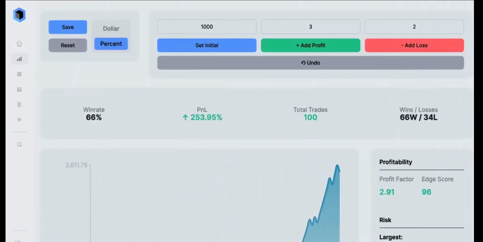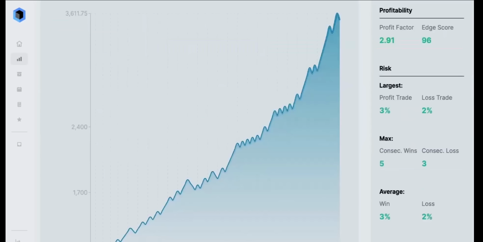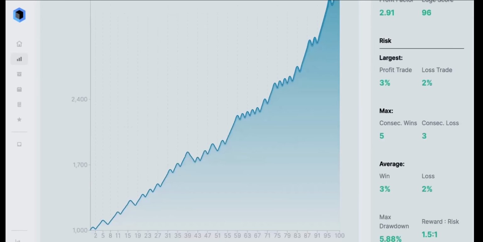So I just finished the backtesting, and as we can see, the results are quite good. The win rate for this strategy is 66%, and we gained over 250% profit on our account after 100 trades. By the way, I found those 100 setups within 4 months. The profit factor for the strategy is 2.91, and we had 5 consecutive wins against 3 consecutive losses. The maximum drawdown is also looking pretty good, it's only 5.88%.